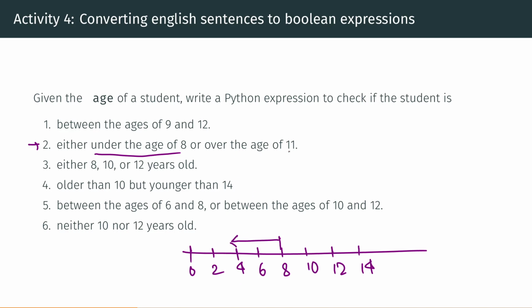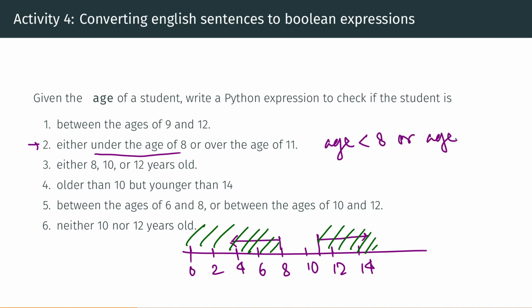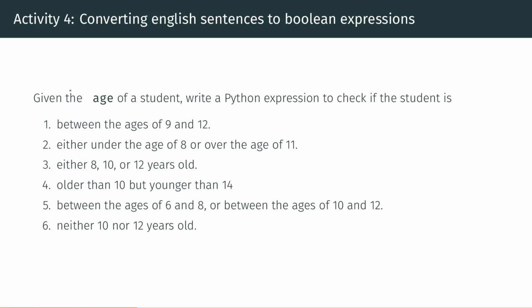Or over the age of 11. So this is 11, so we want this, right? We want something in this range, so anything in here or anything in here. So how will the Python statement look? It will look something like this: age less than 8 or age greater than 11. Okay, what about the third one?